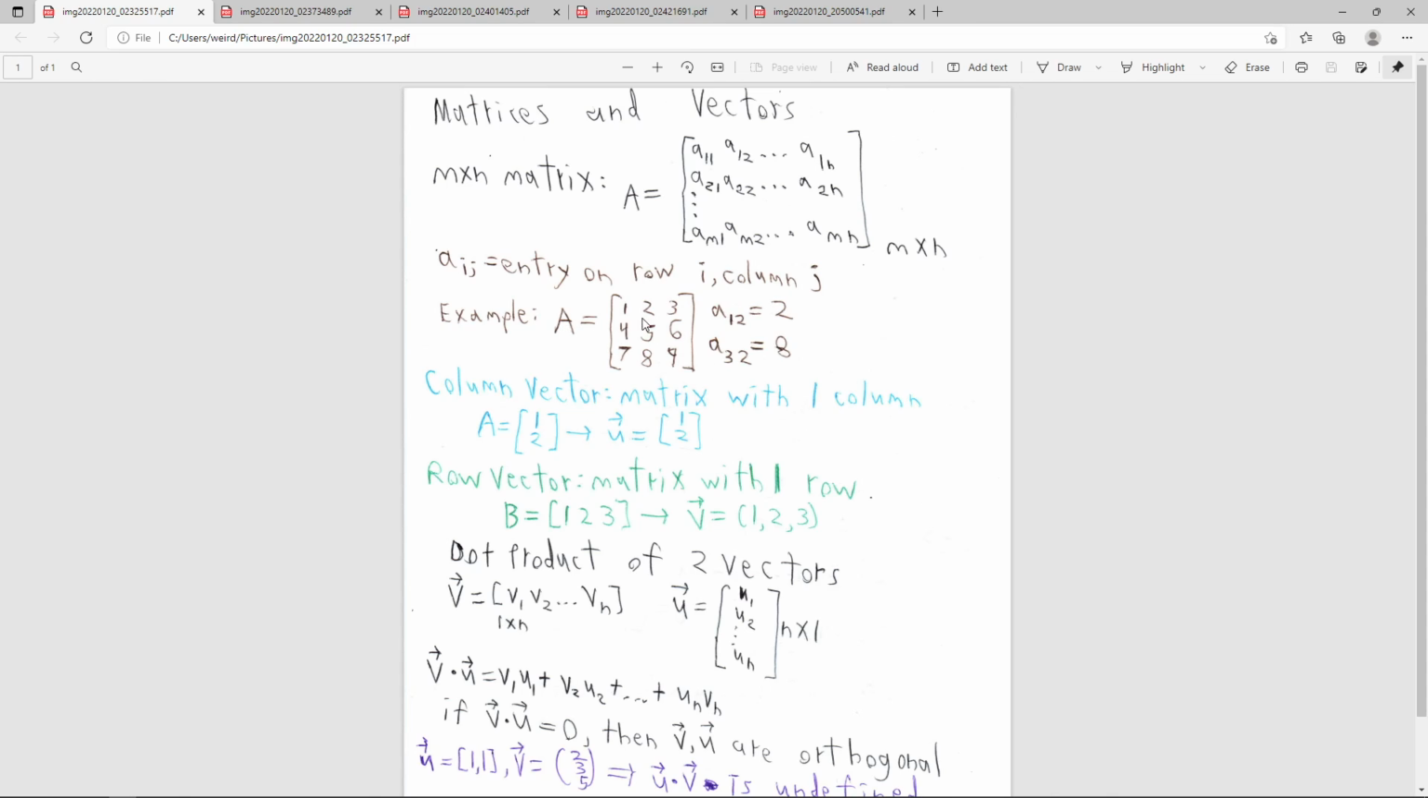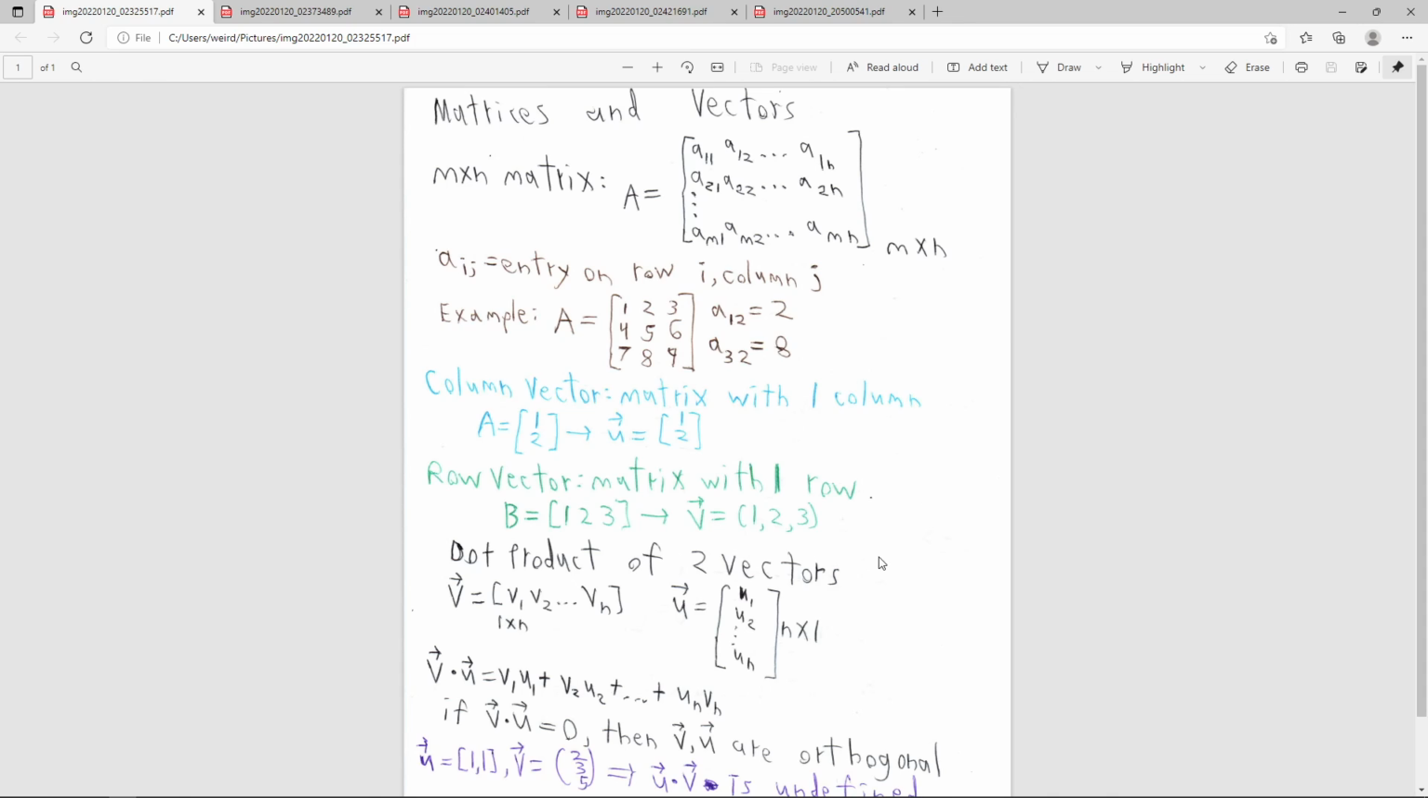So in this one, that just is 1, 2, 3, 4, 5, 6, 7, 8, 9. It's a 3 by 3 matrix, so A12 would be 2 because that's the first row and second column. A32 would be third row, second column, so that's 8. And a column vector is just a matrix with one column, a row vector the same thing but one row. Whenever a matrix is one column or one row, it can also be classified as a vector.